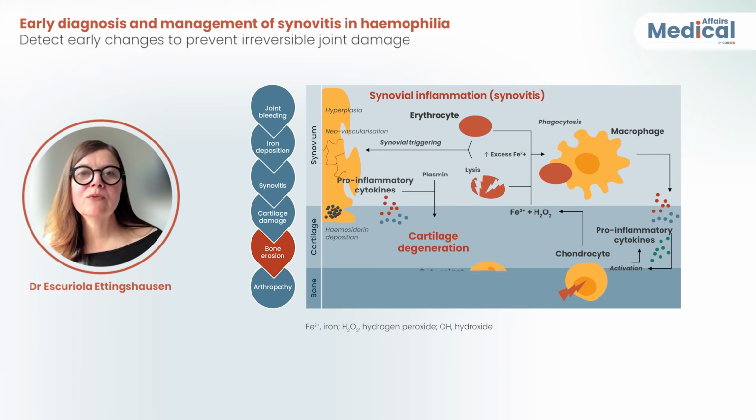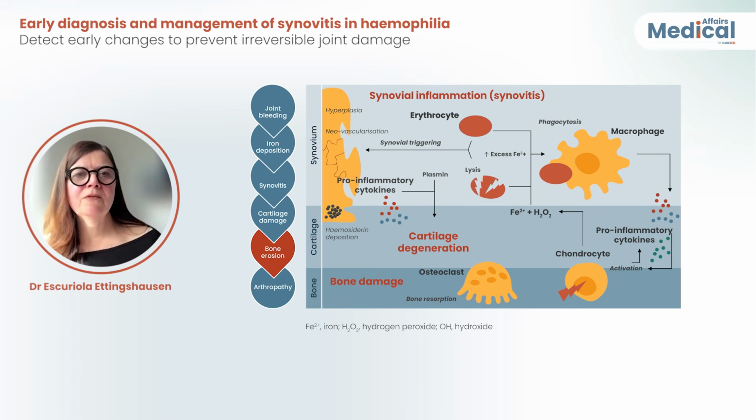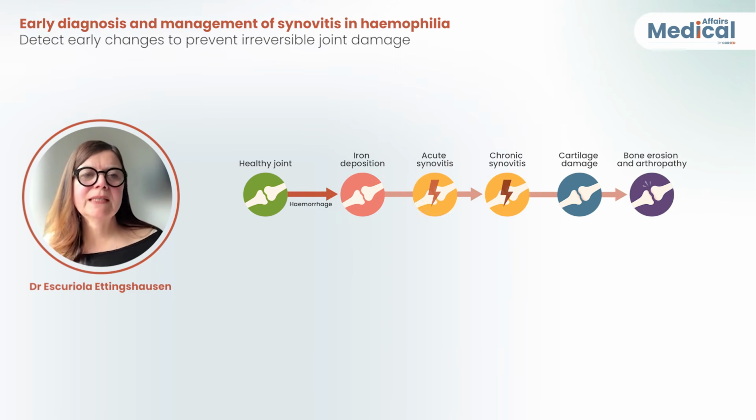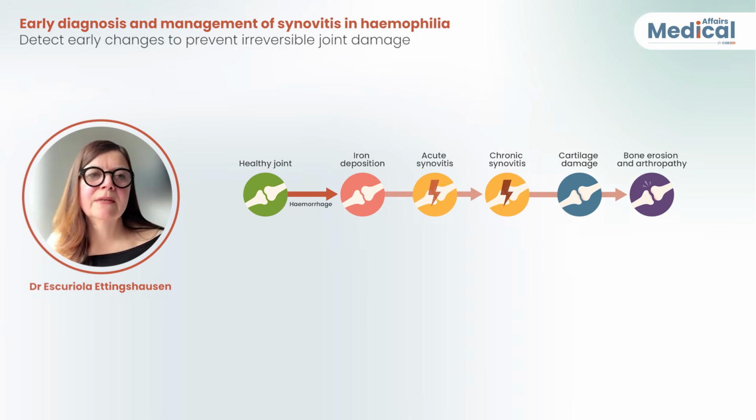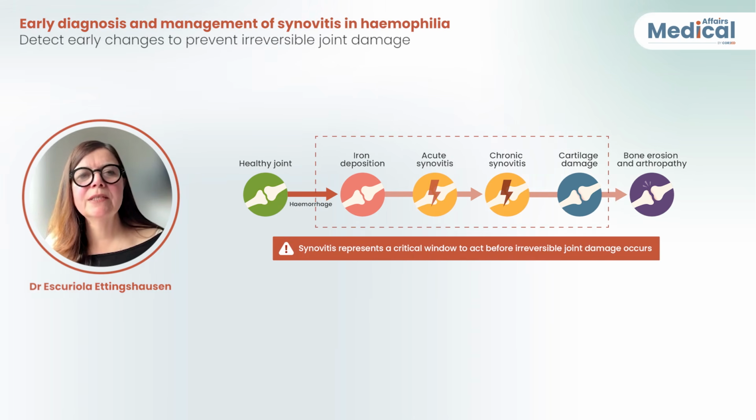Hemophilic synovitis occurs due to a double hit mechanism: a chemical hit from iron-driven cartilage damage and a secondary inflammatory hit from cytokines that propagate inflammatory damage. Over time, this damages cartilage and subchondral bone, leading to hemophilic arthropathy. Even one bleed or subclinical bleed can lead to hemosiderin deposits and initiate this process. Synovitis therefore represents a critical window to act before irreversible joint damage occurs.